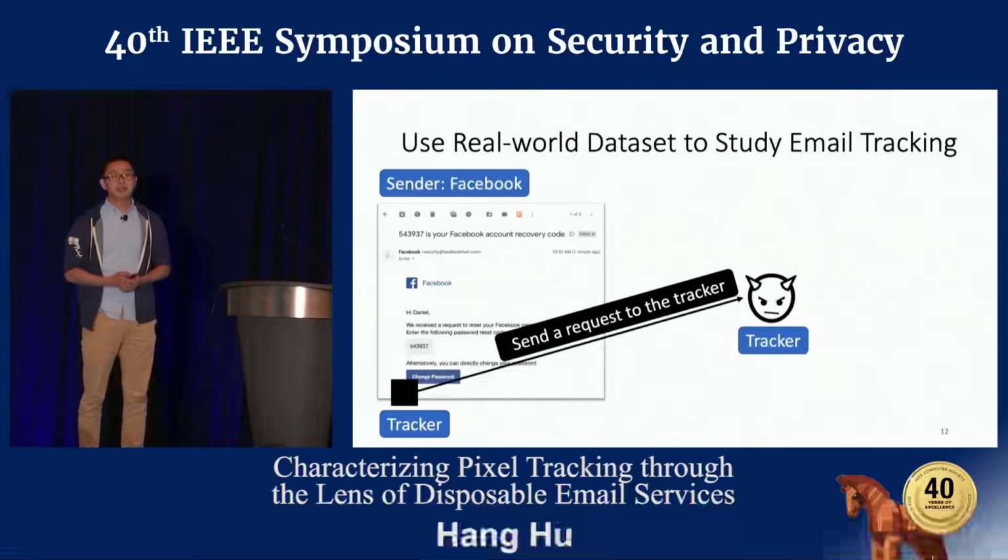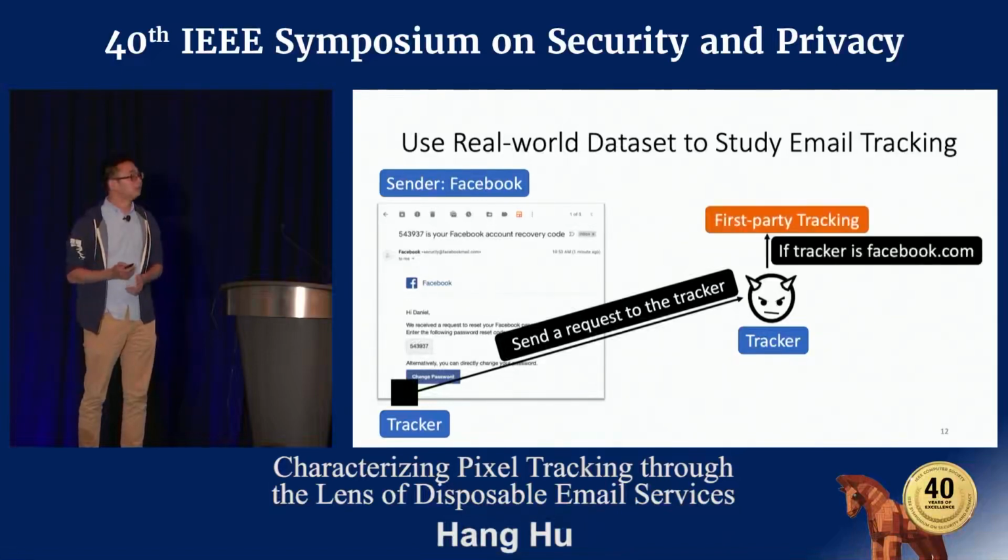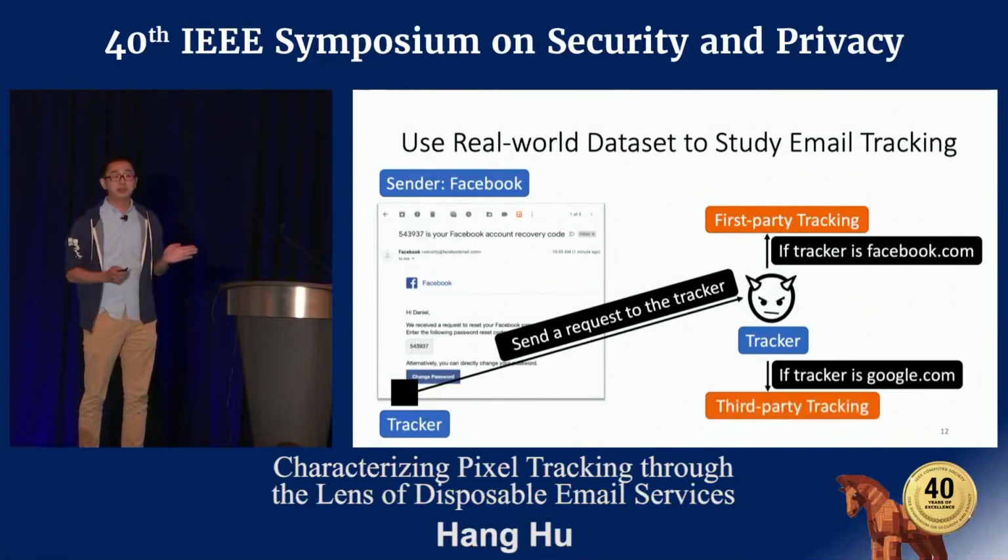Before studying email tracking, we need to know the difference between first-party tracking and third-party tracking. If the tracker is also Facebook.com, then it is first-party tracking. But it's also possible that Facebook is using some kind of third-party tracking service. Let's say it's Google.com, then it's third-party tracking.